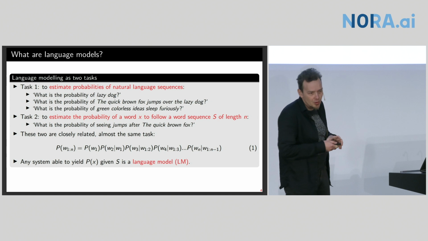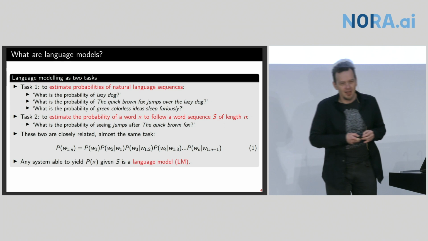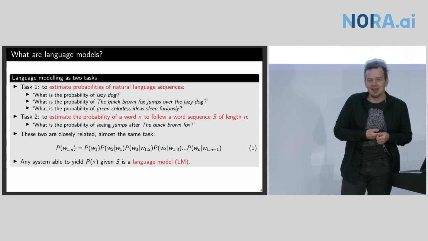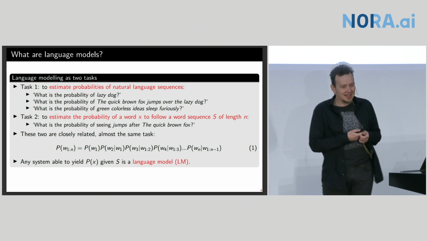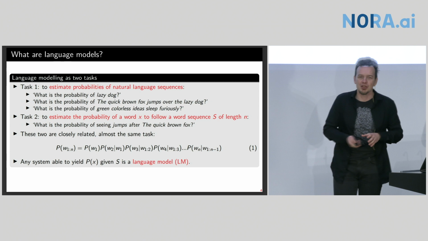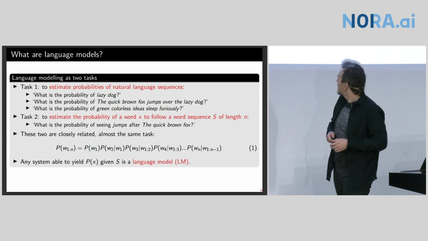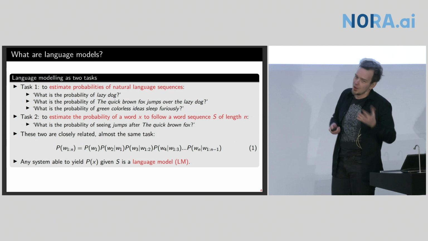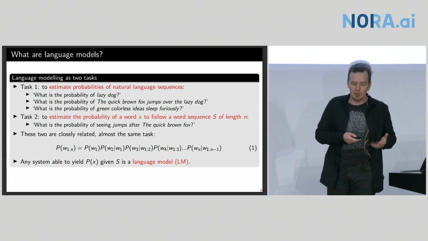Is there any morphology in this at all? Well, we will spend lots of time diving deeper into the issues of how exactly we tokenize the input sentence, how exactly we split it into words. But for now, for simplicity, let's just assume that we do not take any morphology, any word parts into account. We just use words as they are, separated by white spaces. And any system which is able to give you the probability of the word X given the previous sequence S is called a language model.